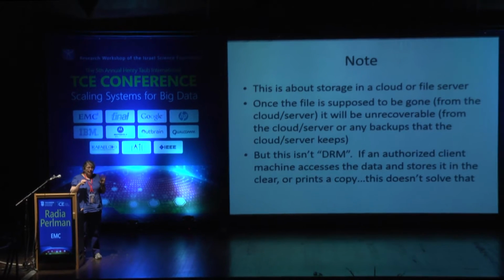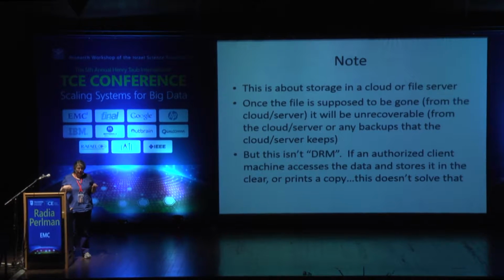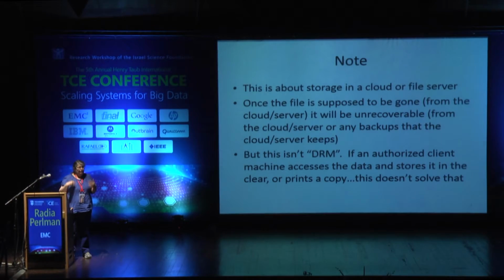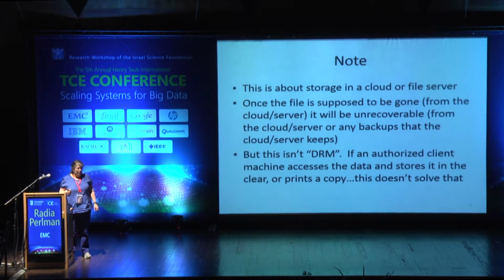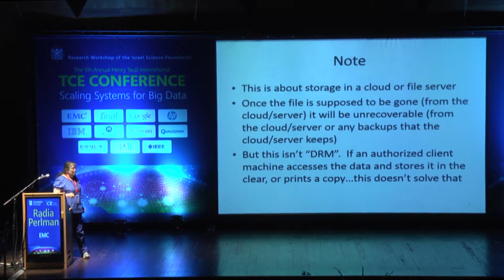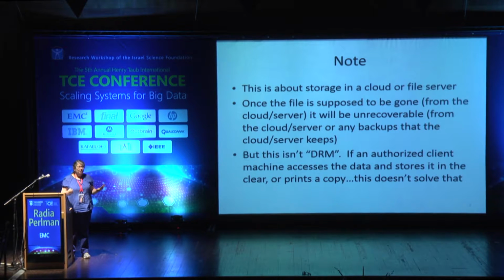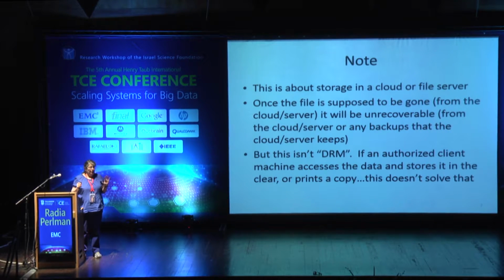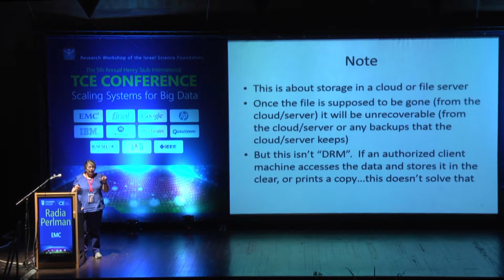It's not about DRM. If somebody were to read files on a regular computer in the clear, they could make copies, they can make printouts. That's an orthogonal problem. But the idea is that if you tell the storage system, here, I want you to store this for me, and I want you to get rid of it in 1 year, then the storage system should not have it anymore after a year.